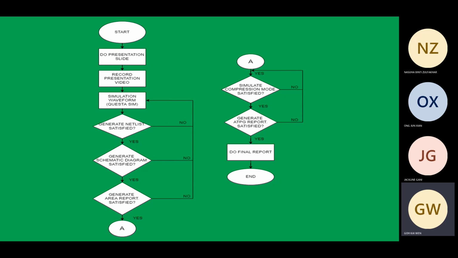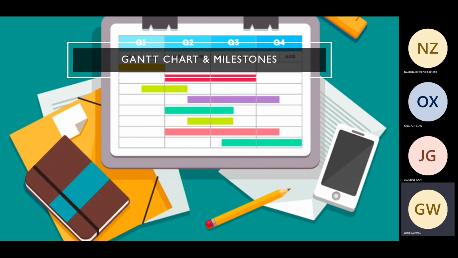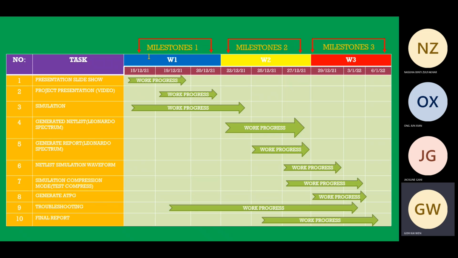And lastly, if we are satisfied with the ATPG report, we will do the final project. That's all for our project flow. Next, we will continue with the Gantt chart and milestones, which will be presented by our team member.